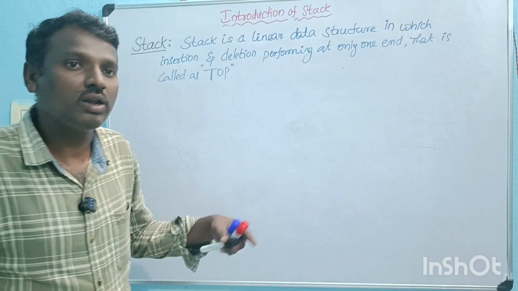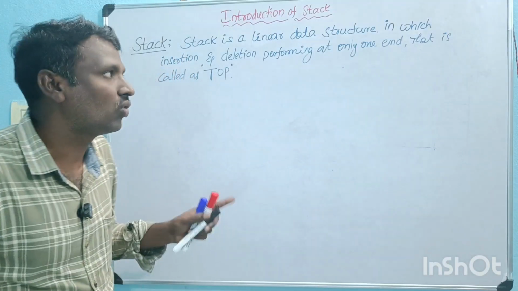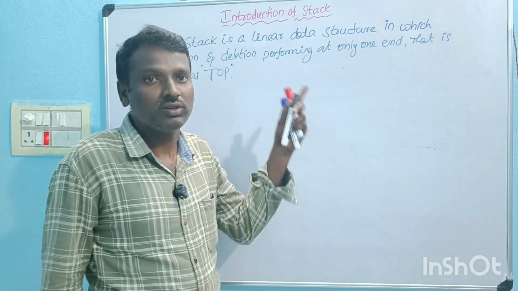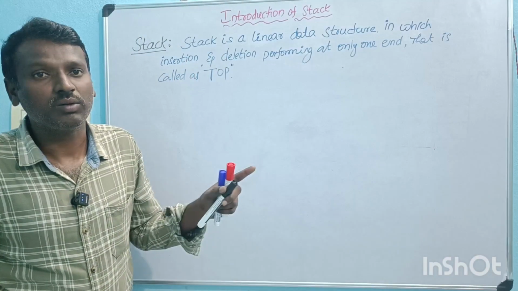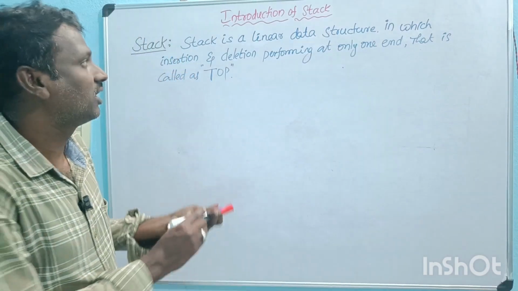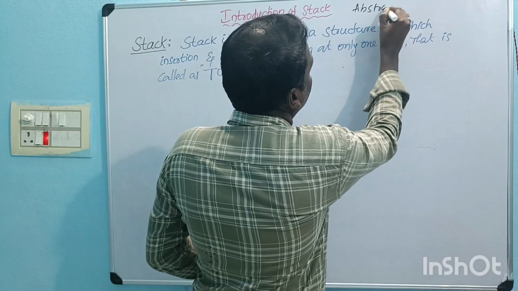Because we have already learned primary data types. What are the primary data types? Int, float, char, double. These are the primary data types. But the stack is a user defined data type, and it is also called an abstract data type.